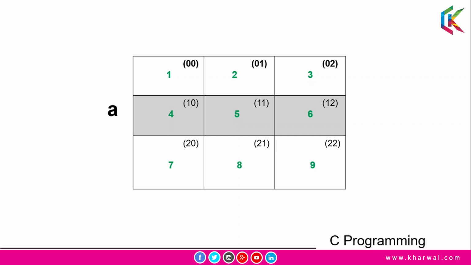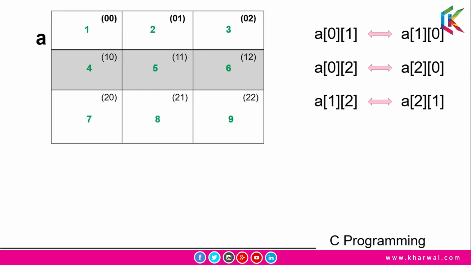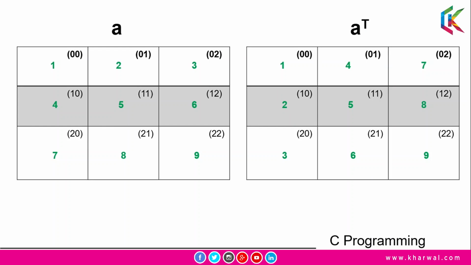Now we want to find the transpose of this matrix A, and we can do this by exchanging the rows with columns and columns with rows, as we did in this slide. So what is the concept behind it? If we exchange the value of A[0][1] with the value of A[1][0], the value of A[0][2] with the value of A[2][0], and the value of A[1][2] with the value of A[2][1], then we can find the transpose of this matrix A, and it will be like this.